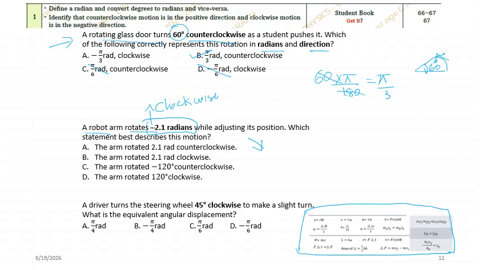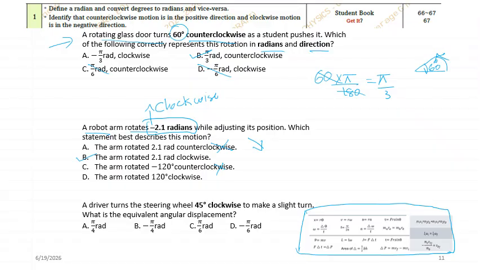So how do we get it? Look at the options. The arm rotated counterclockwise: this is wrong because we know it's clockwise since negative is mentioned. So options A and C you can easily remove. Only two options are connected with clockwise. Let us check. The arm rotated 2.1 rad clockwise. Yes, correct. This is the correct answer.